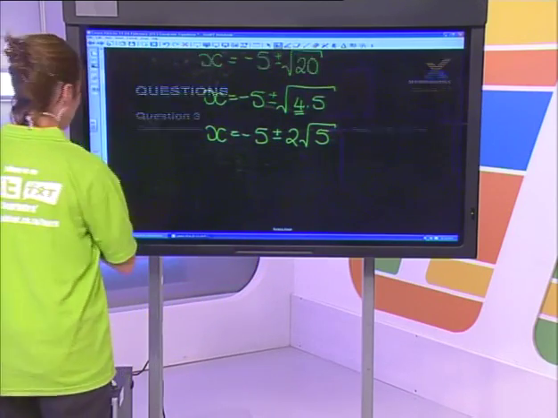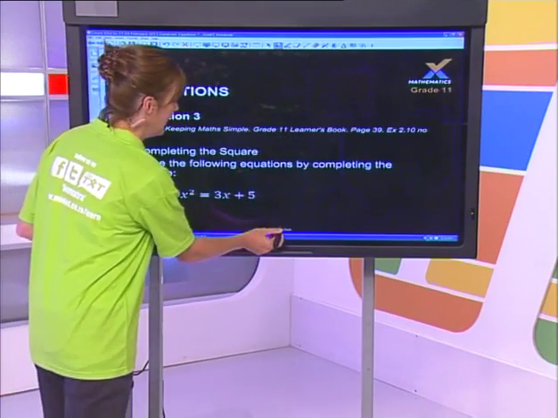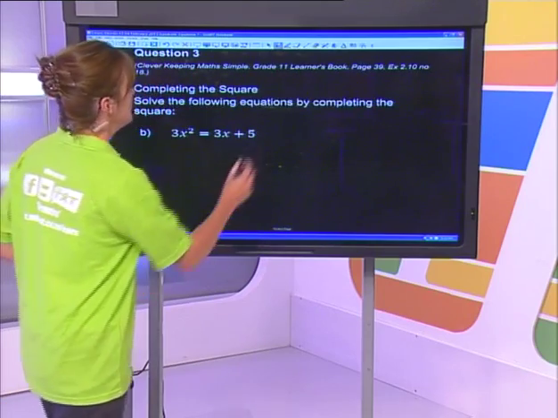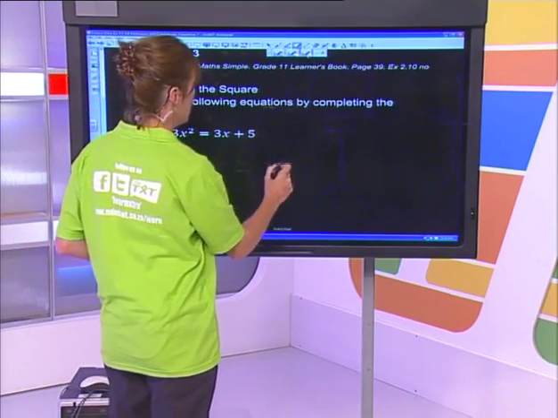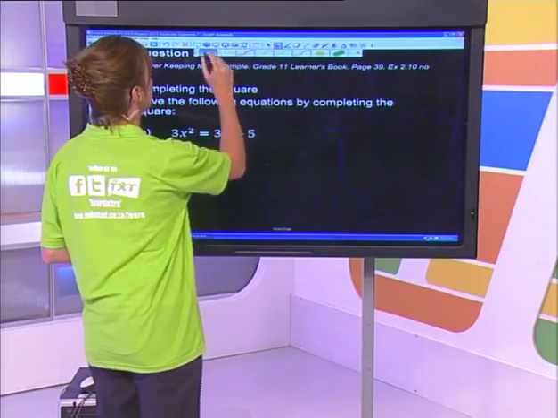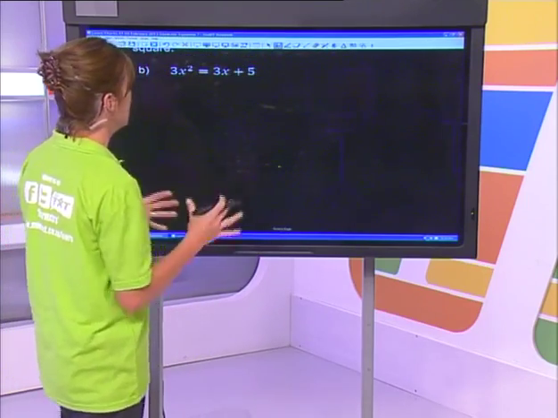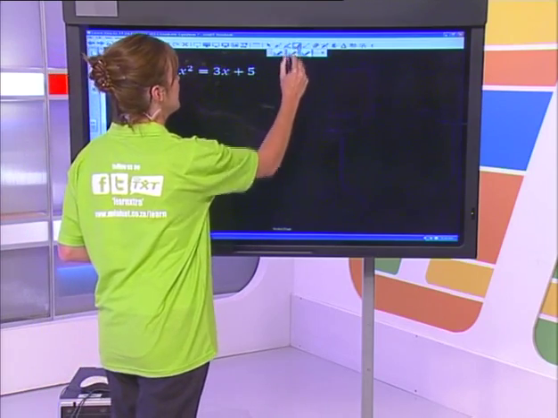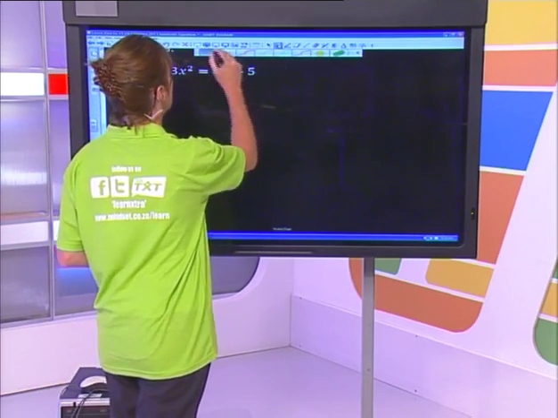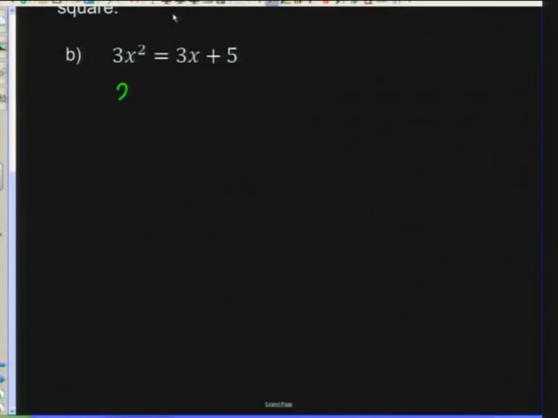I've got another example of completing the square, this one just a little bit more involved. The reason is that we've now got a number in front of the x squared, which makes it a little bit more involved in terms of solving. So let's have a look. Anything with an x, I'm going to bring to the left-hand side, and whatever doesn't have an x, let's leave on the right-hand side.